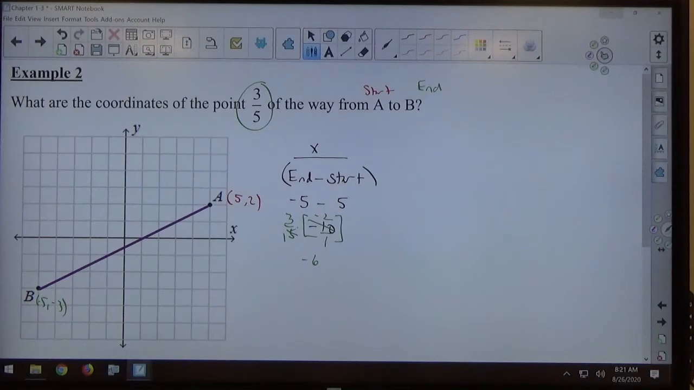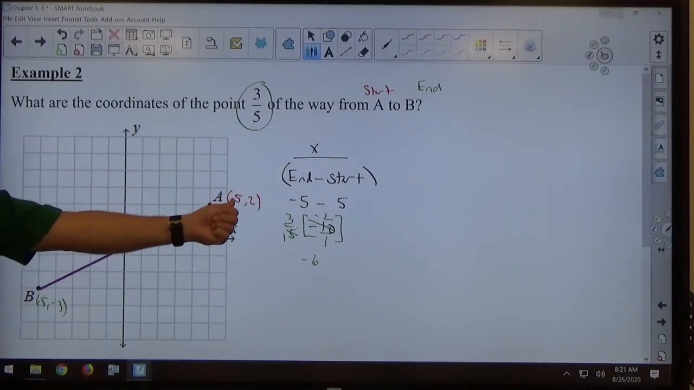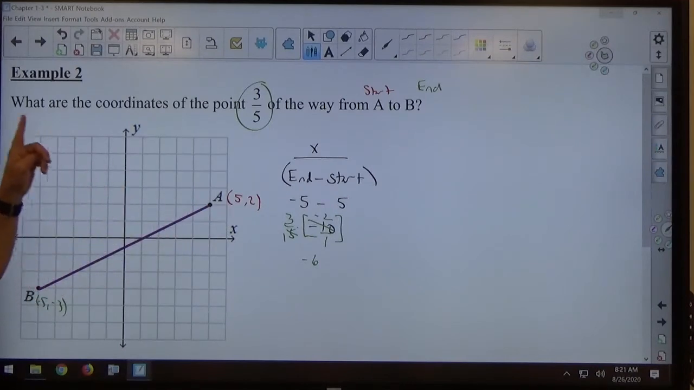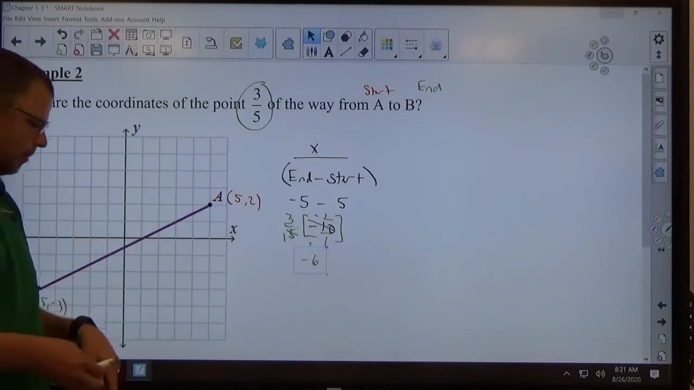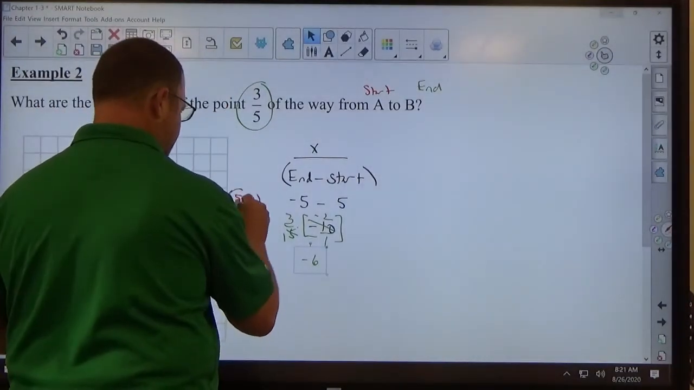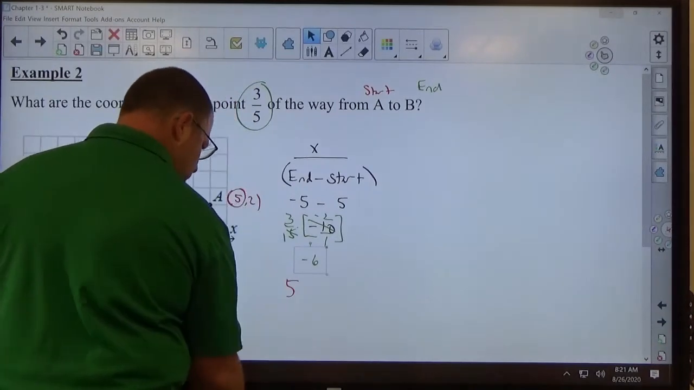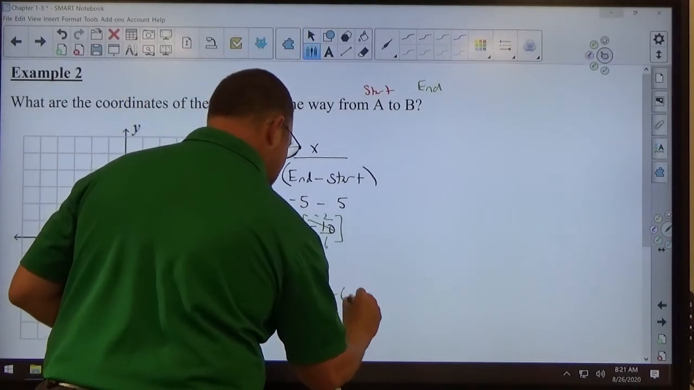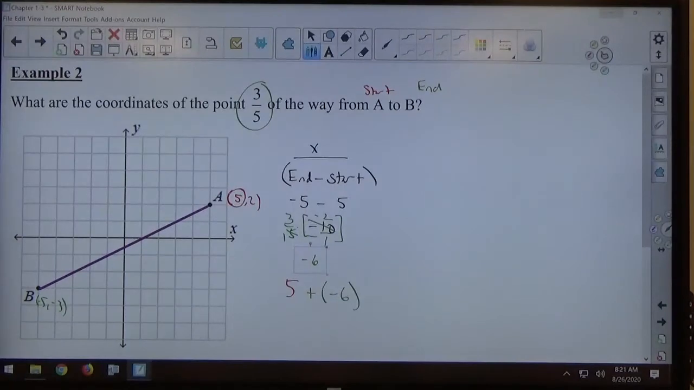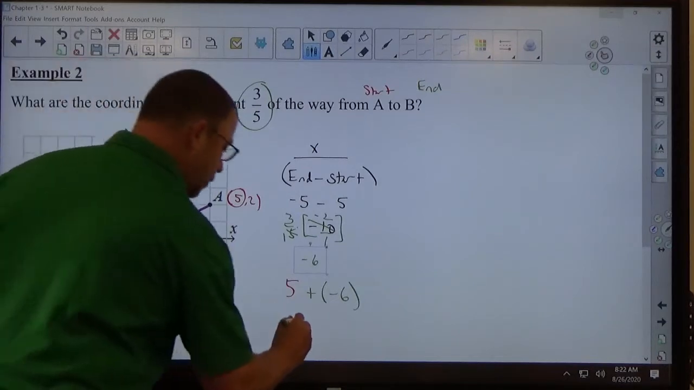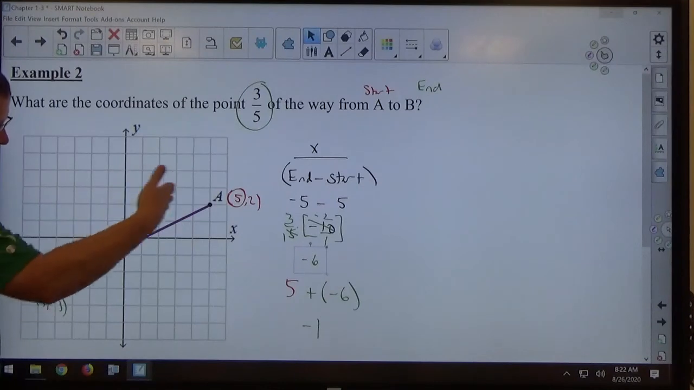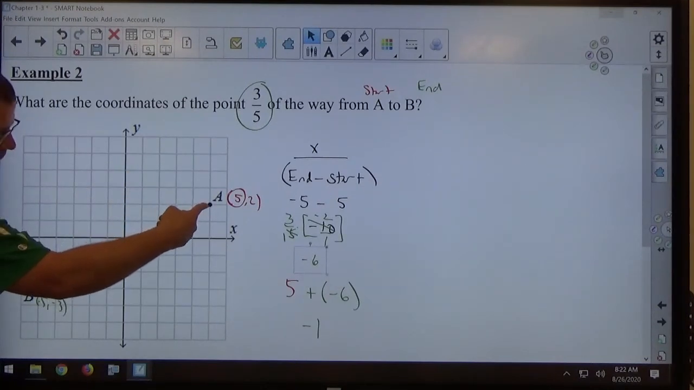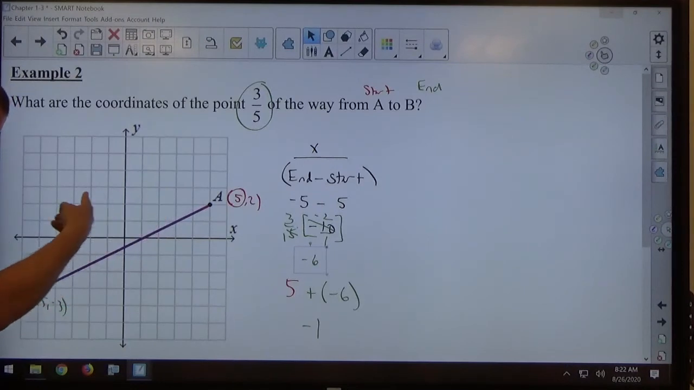Where are we starting from? A, which is 5, right? So the final thing we have to do is add this number to the starting number. So A begins at 5, and we're going to move -6 away from 5. 5 plus -6 equals -1. So if I'm looking at this segment here that I've drawn, 3/5 of the way horizontally from A to B is -1.